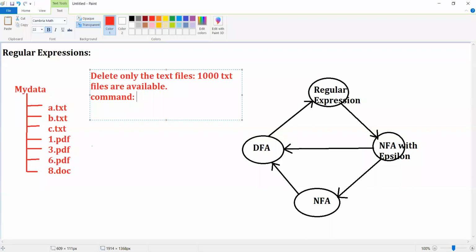So what are the commands I have to use? First of all, I need to enter into my data folder, so I am using the cd command. Once I enter cd, the situation might be like this: C users, my data folder, and then here like this. This is how my command prompt will look.